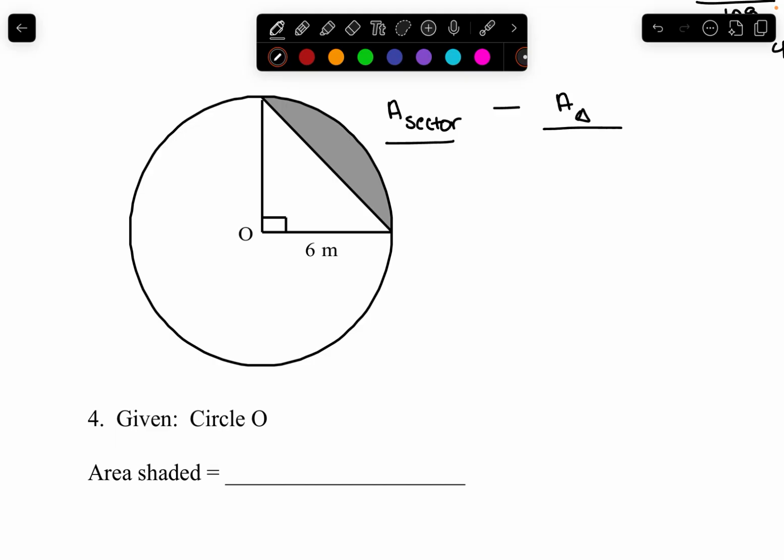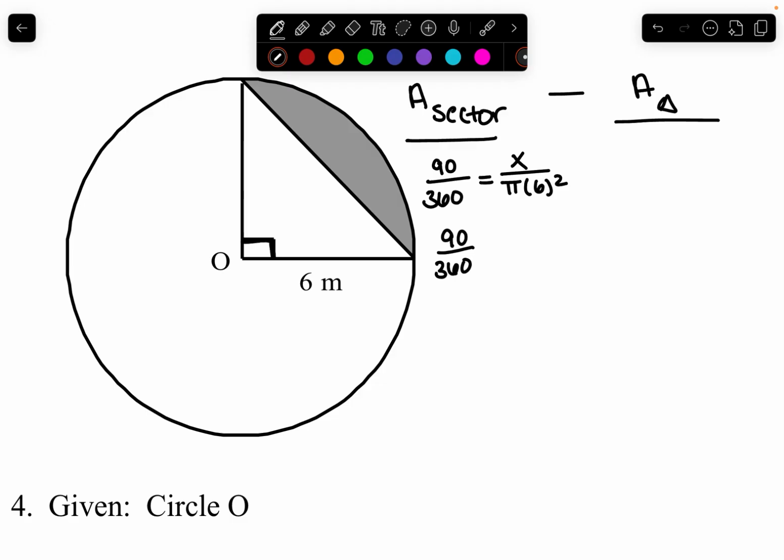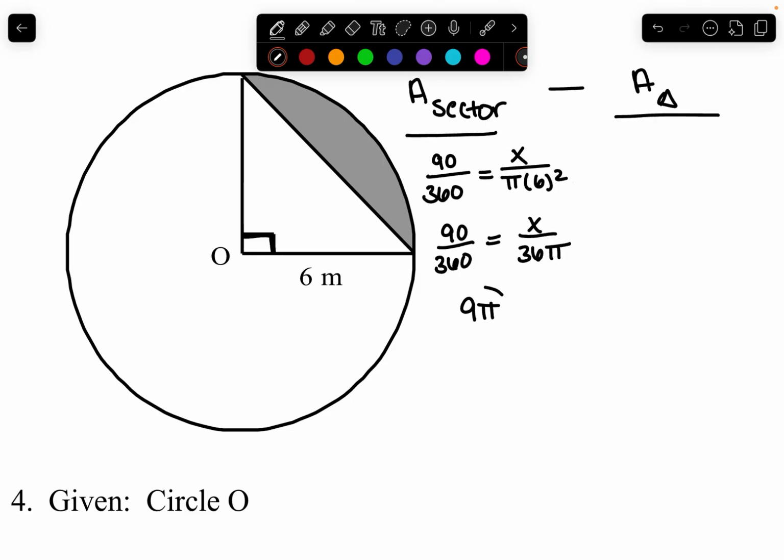So we're going to be doing two things. We need to find the area of our sector, the area of our triangle, and subtract them. Sector area is your central angle, which for us is 90 because we have this box here. So it's 90 divided by 360. I'm looking for my sector area out of the area of the whole circle, which is pi radius squared. So this is 90 over 360 equals x over 36 pi. Now I can do 36 times 90 divided by 360, and that gets me 9 pi. I'm just going to circle that. That's all I want right now.